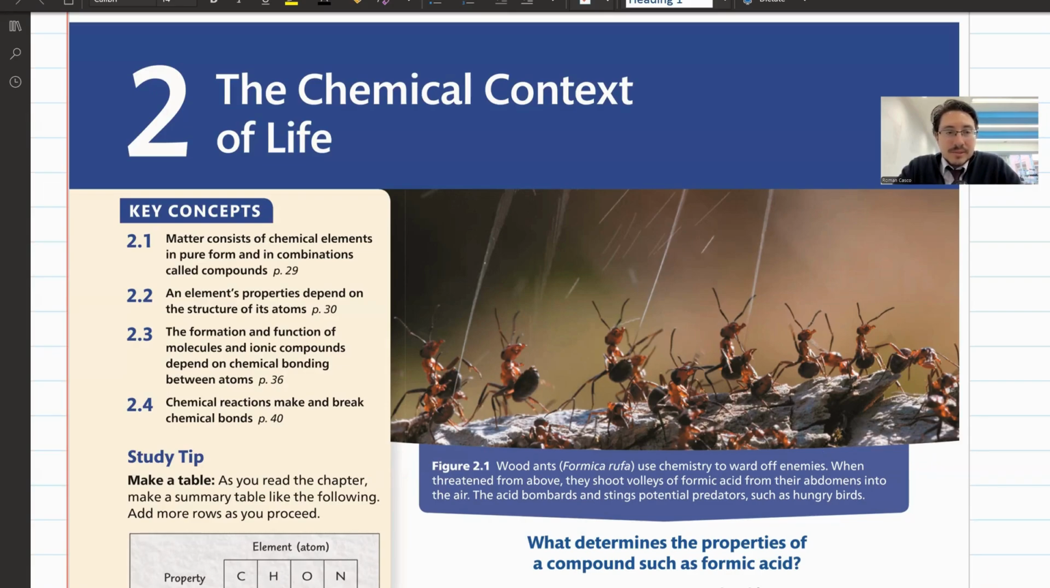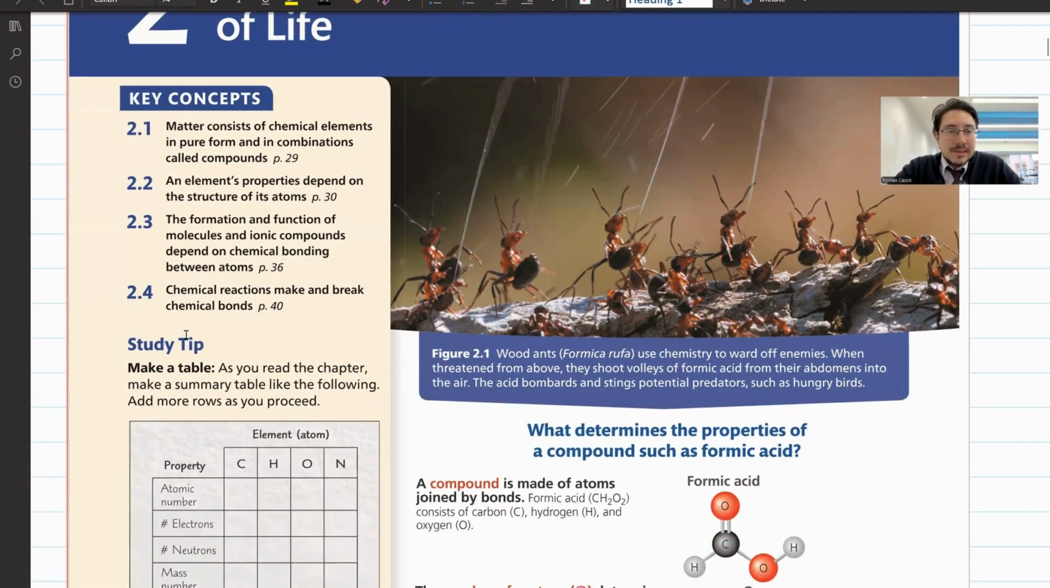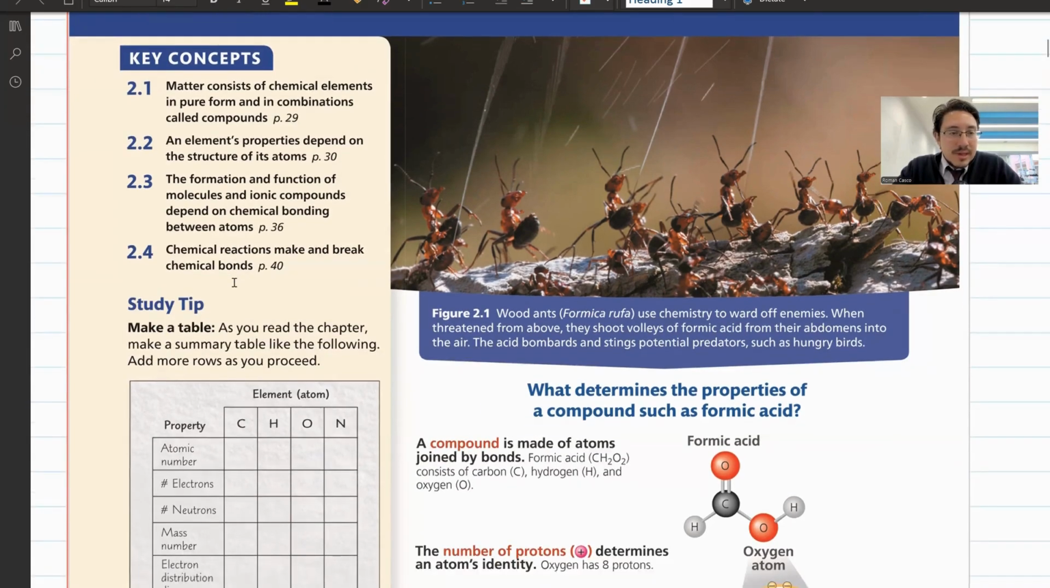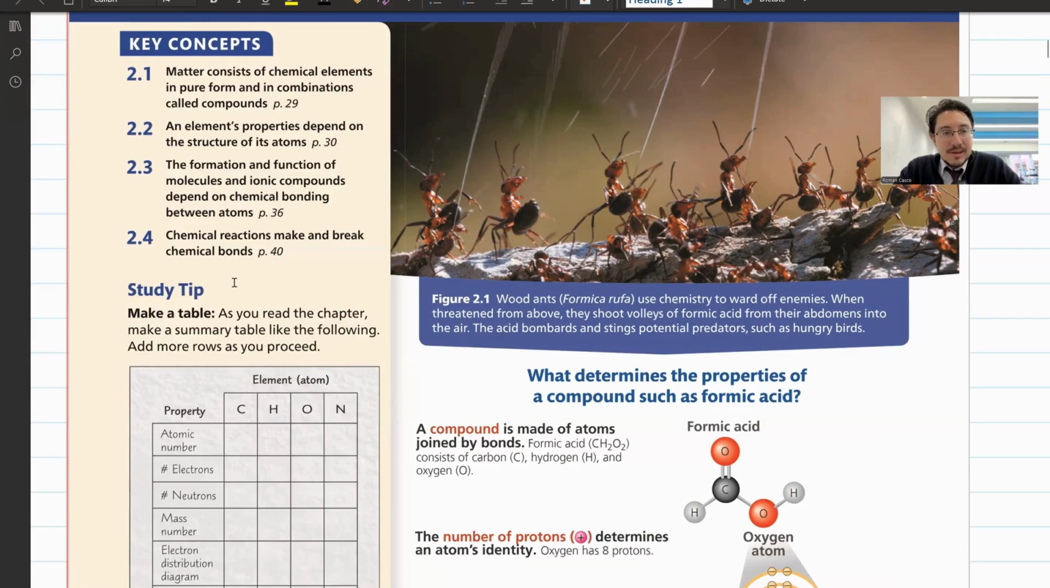Right, the key concepts you can see here are what we're going to talk about. Matter consists of chemical elements in pure form and in combinations called compounds. An element's properties depend on the structure of its atoms, the formation and function of molecules, and ionic compounds depend on chemical bonding between atoms, and chemical reactions may make and break chemical bonds.